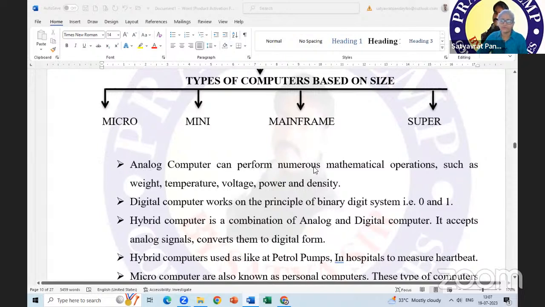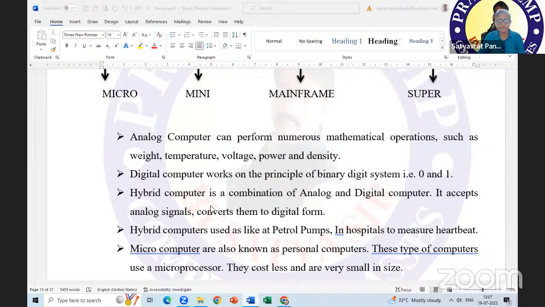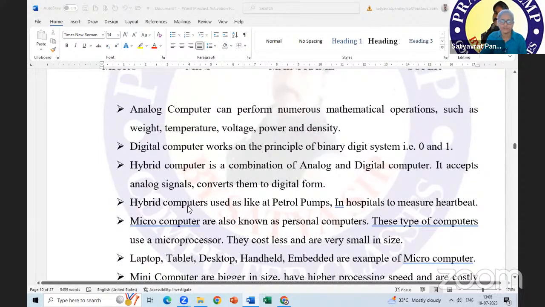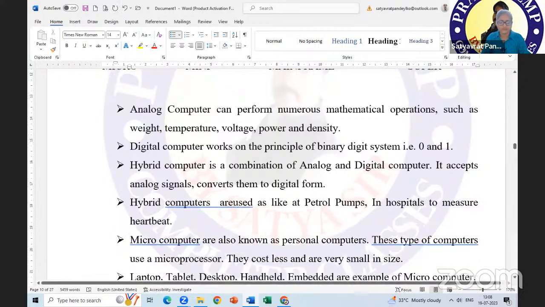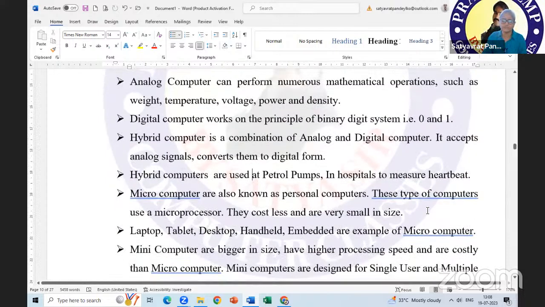Analog computer can perform numerous mathematical operations on quantities such as weight, temperature, voltage, power, and density. Digital computer works on the principle of the binary digit system, that is 0 and 1. Hybrid computer is a combination of analog and digital computers. It accepts analog signals and converts them to digital form. Hybrid computers are used at petrol pumps and in hospitals to measure heartbeat.